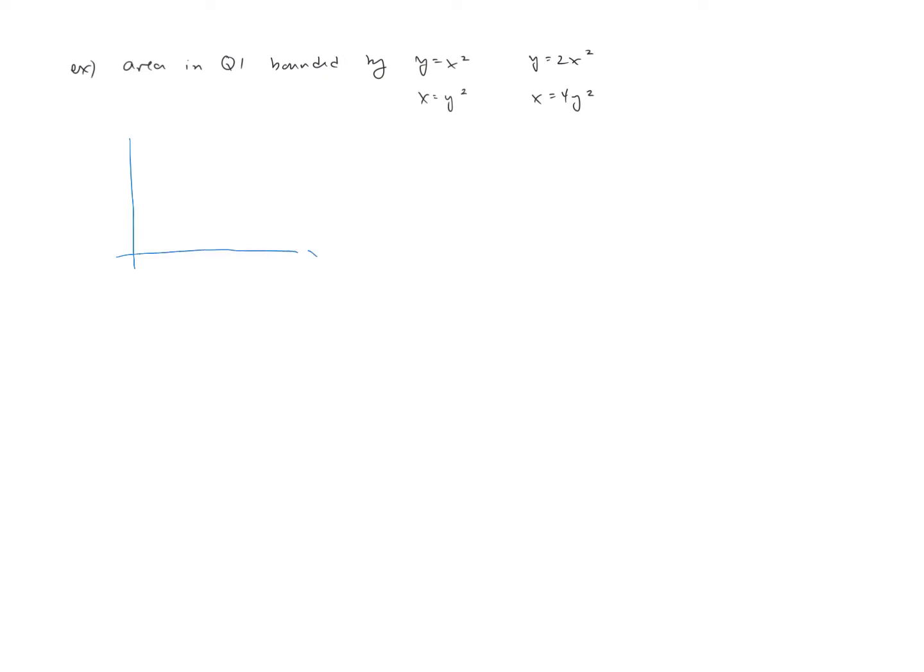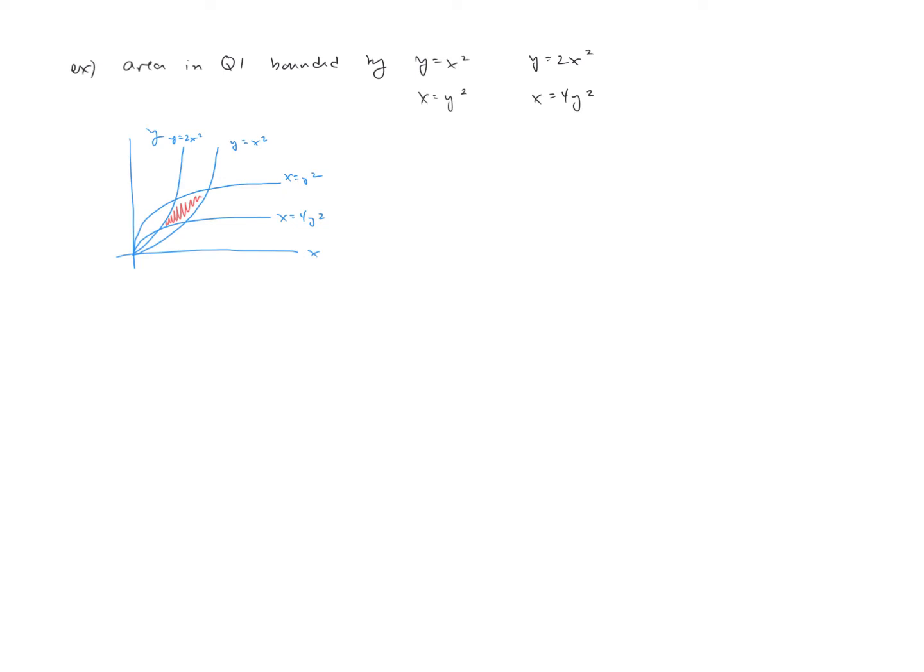So if we say that this is the xy plane, we've got y equals x squared. That looks something like this. We've got y equals 2x squared. That looks something like that. We've got our x equals y squared right here. And then we've got our x equals 4y squared right there. So this whole thing that we're trying to find the area of sits right in there, bounded by all 4 of those.